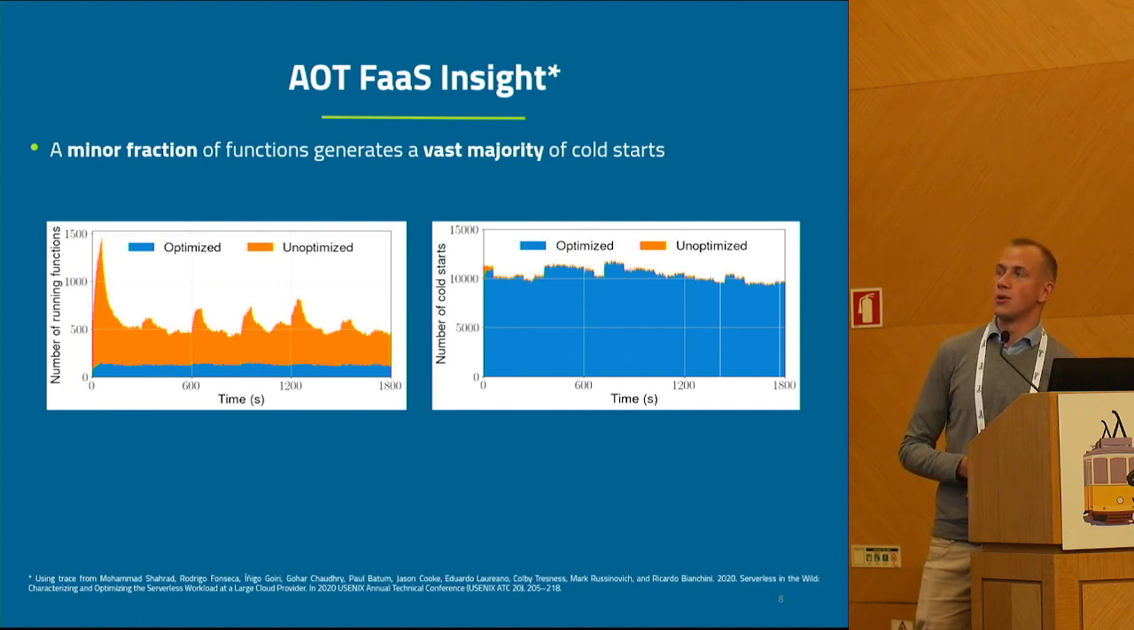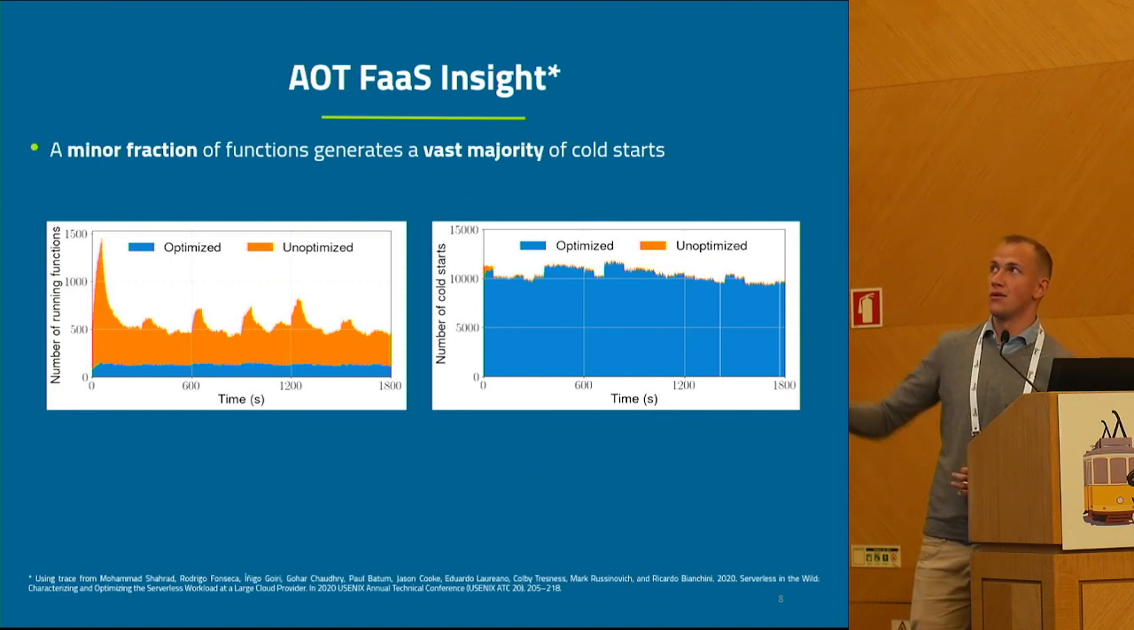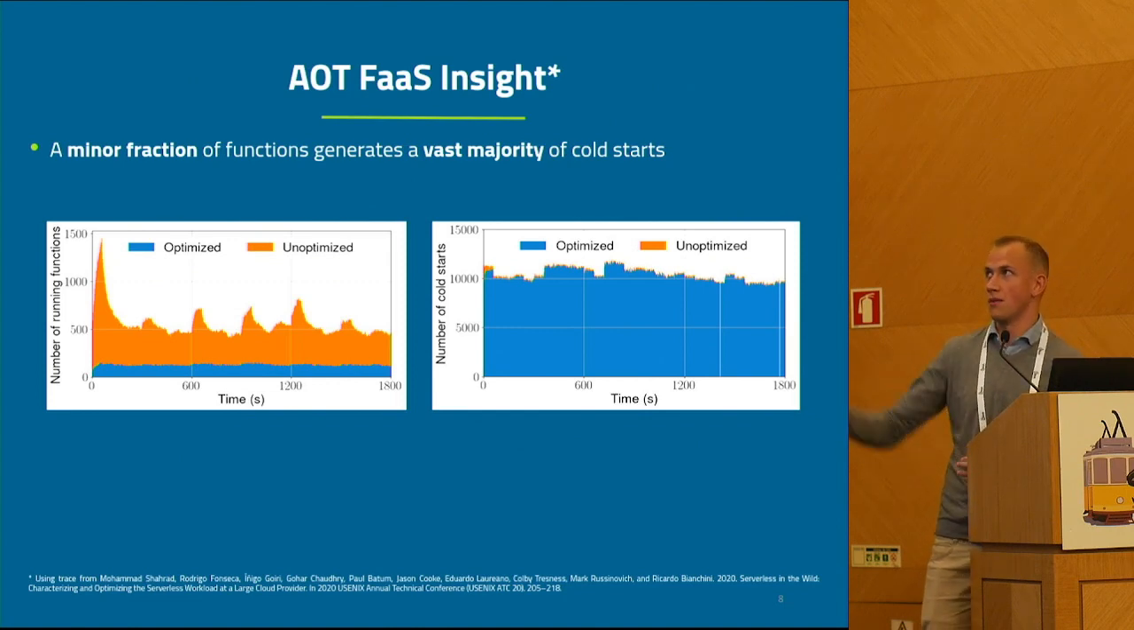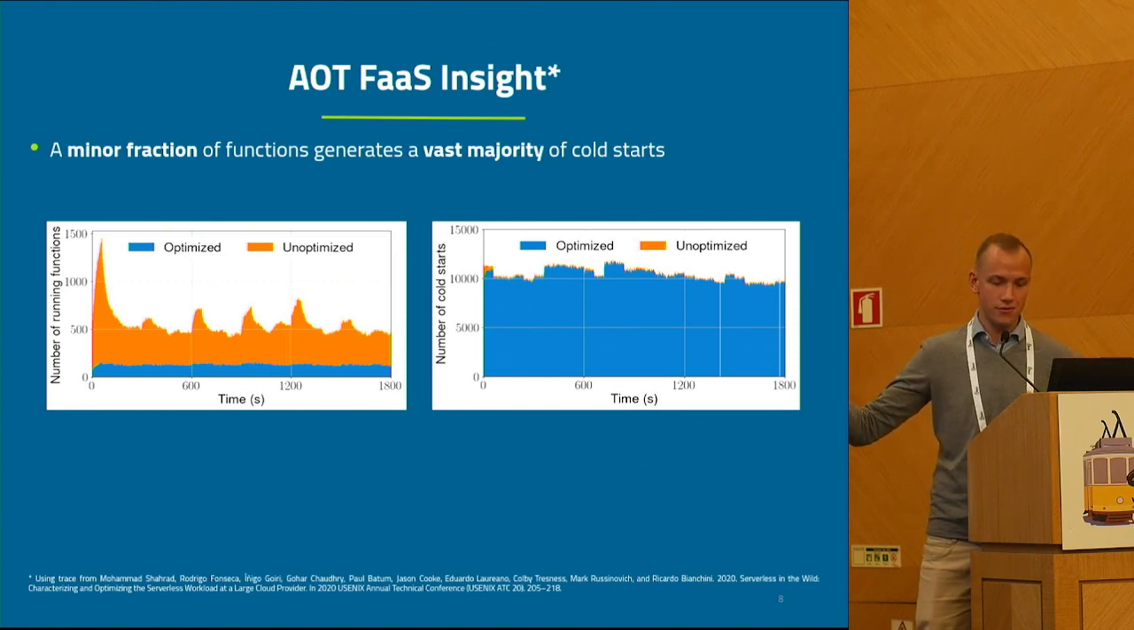Coming back to function as a service, again, the same study from Azure Functions. We highlighted some functions on the left plot. The left plot shows us how many functions are actually being executed at each point of time. And on the right, we can see how many cold starts happen. So we can see the highlighted, or as we mark them, optimized functions. There is a minority of these functions, but they generate a vast majority of all cold starts.